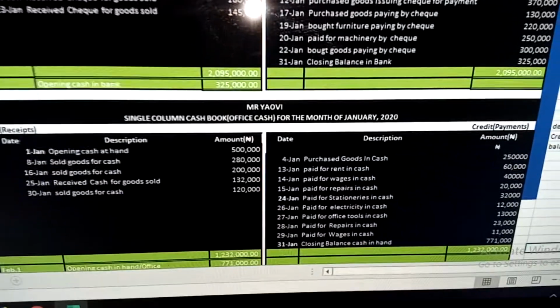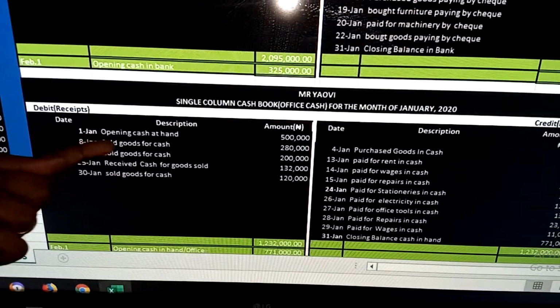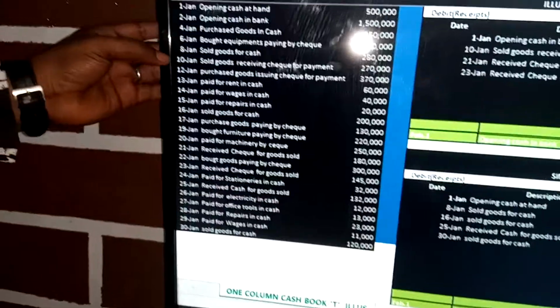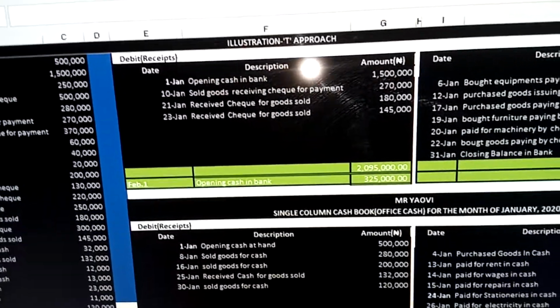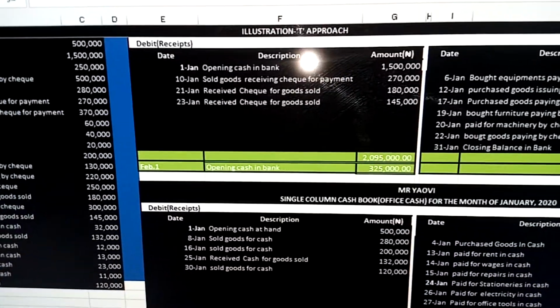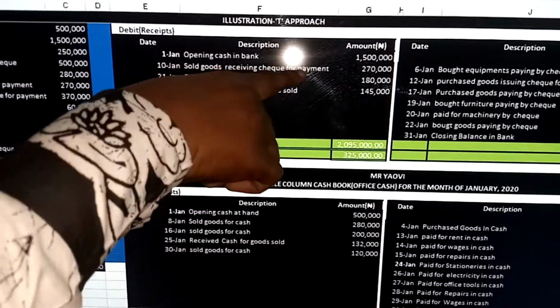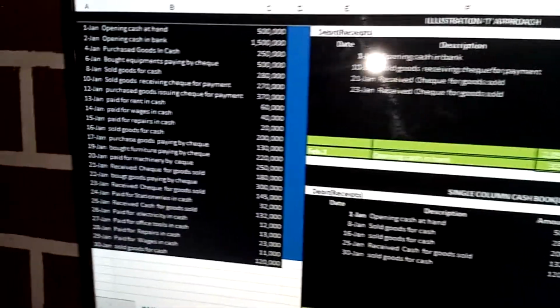Okay. Then on the 8th January, we have sold goods for cash, 280,000. It's affecting cash. So you come to the cash side. If you're selling goods, you're receiving cash. So it is on the debit side, which is the receipt side. So we have 8th January sold goods for cash, 280,000. Now on the 10th of January, sold goods, receiving check for payment. For received check, it goes to the bank. So since you're receiving, it's a received item, but it's going to be in the bank column. So we have on the 10th of January, sold goods, receiving check for payment, as you can see here, 270,000. Debit side, which is the receipt side.